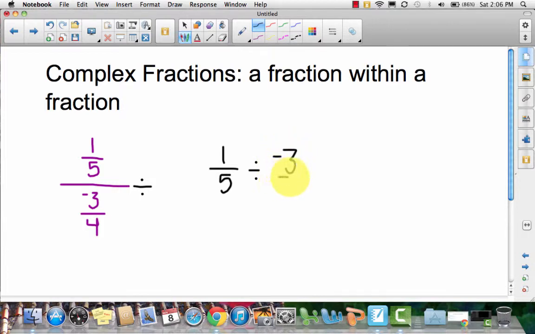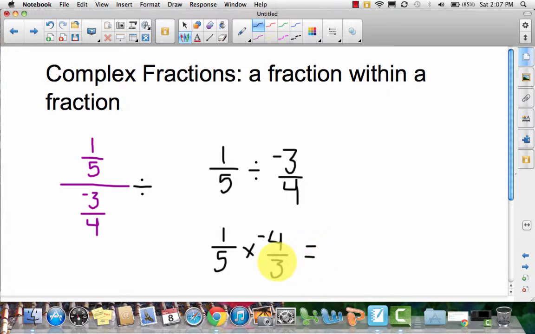And if you think back to your rules for dividing fractions, we change every division problem into a multiplication problem with keep, switch, flip. So I keep the 1/5, I switch my sign to multiplication, and I flip, or find the reciprocal of, my second fraction. And it's really important here when I find the reciprocal of -3/4 that I don't forget about that negative sign. And now I have a normal multiplication problem. There's nothing here that can be cross-canceled.